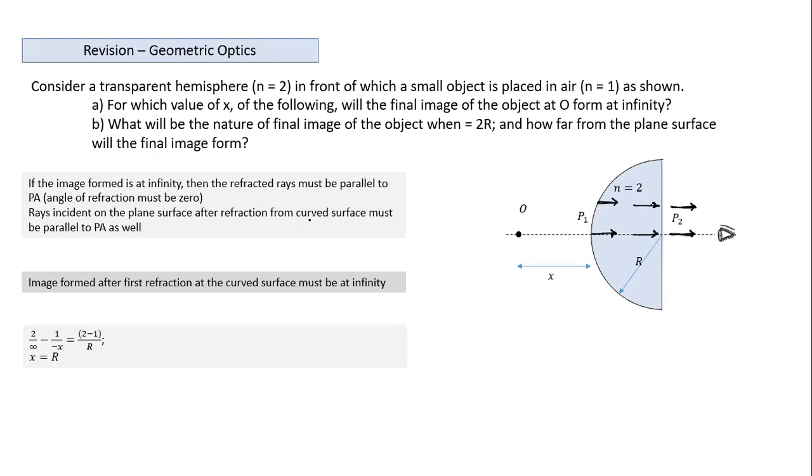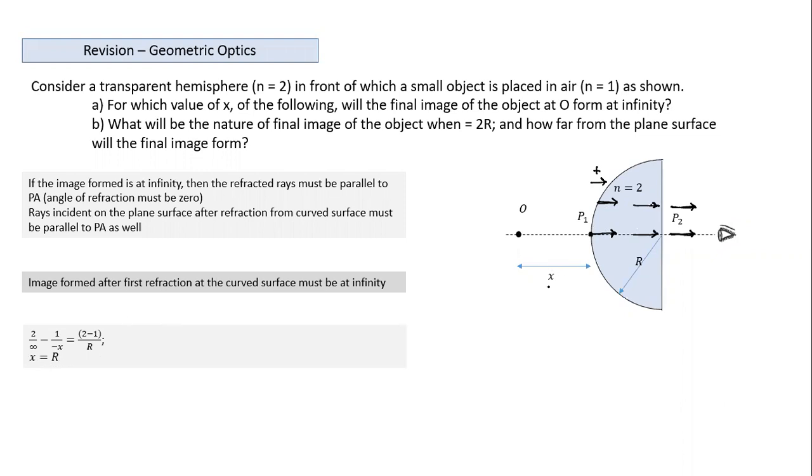So we simply substitute v at infinity in the simple formula. And again, where are we applying? We are applying at this surface, this is the pole here, and this direction is positive. If this direction is positive, what is the value of u? The u value is negative, -x. And what is the value of R? R depends on the position of the center. The center is on the right side, so R is positive. When we substitute, we get x is equal to R.